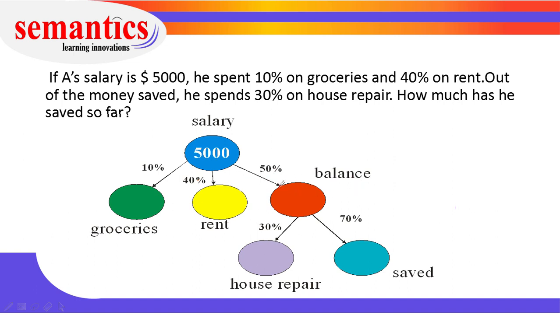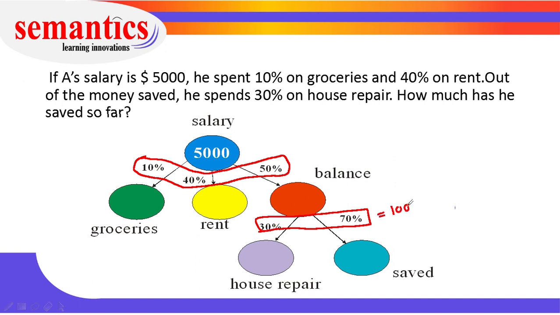Now the money saved, the balance is this red circle. What you must know is that these three elements should add up to 100%. So 10%, 40%, 50% should add up to 100%. So this line, I would say that's 50%. This is my balance. Now, out of the money saved, that's a balance. He spends 30% on house repair and the balance he saves. So again, you have to understand that this has to add up to 100%.